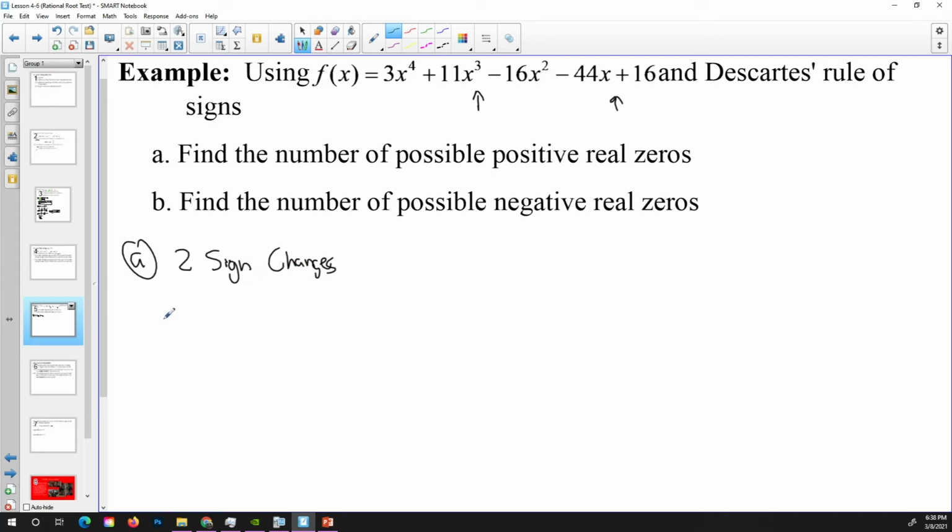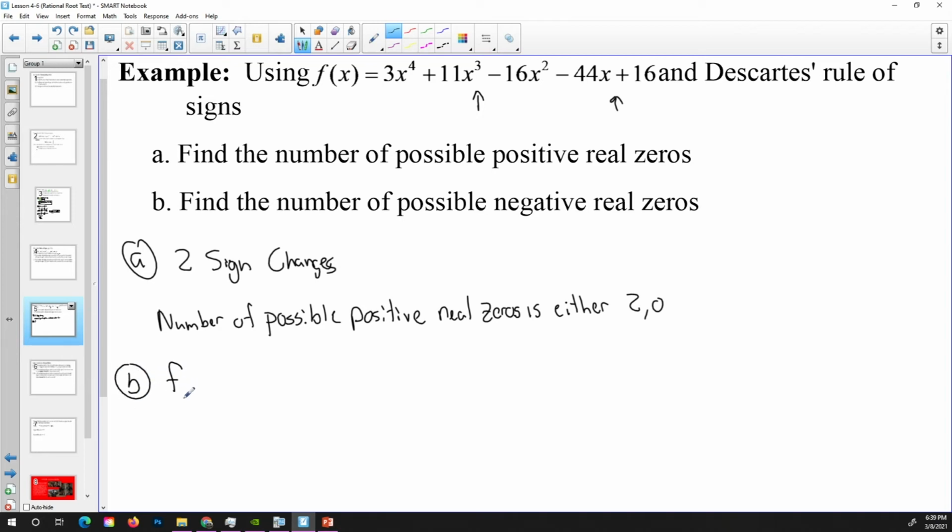So the number of possible positive real zeros is either 2, because I have 2 sign changes, or less than that by an even number, or 0. That's it. Now for part B, I have to plug in f of -x first.